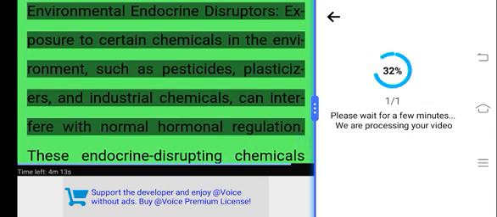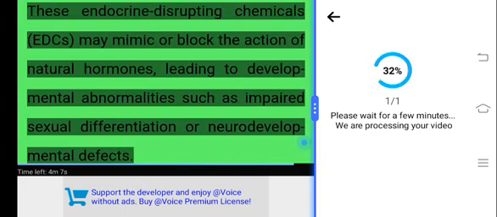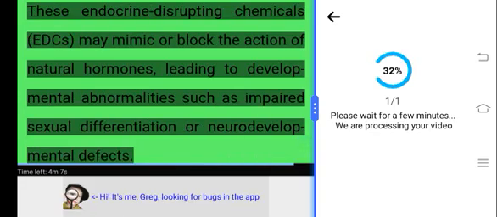Environmental endocrine disruptors. Exposure to certain chemicals in the environment, such as pesticides, plasticizers, and industrial chemicals, can interfere with normal hormonal regulation. These endocrine disrupting chemicals, EDCs, may mimic or block the action of natural hormones, leading to developmental abnormalities such as impaired sexual differentiation or neurodevelopmental defects.